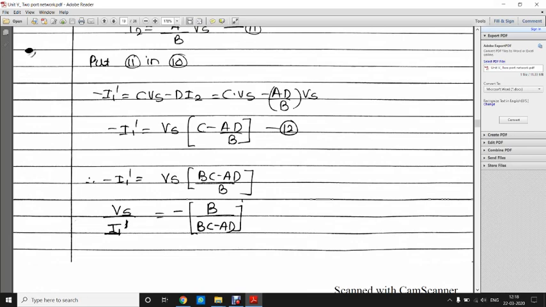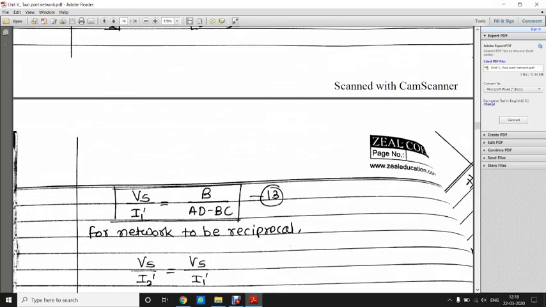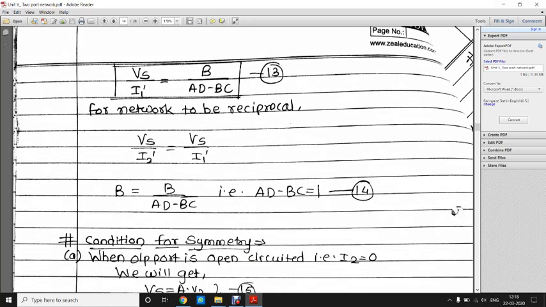If you substitute this, you will get a ratio like this: Vs upon I1 dash equal to minus B upon BC minus AD. According to the condition of reciprocity, the ratio of input to the output, or the ratio of excitation to the response, will remain the same if we interchange the position of excitation and response. So here you would find that Vs upon I2 dash equal to Vs upon I1 dash. So this relation is extremely important from an MCQ point of view: AD minus BC is equal to 1.